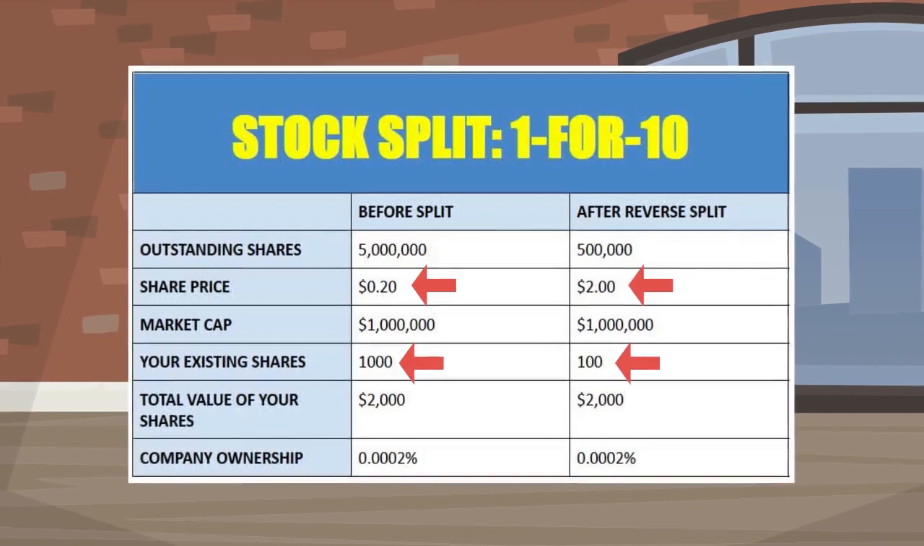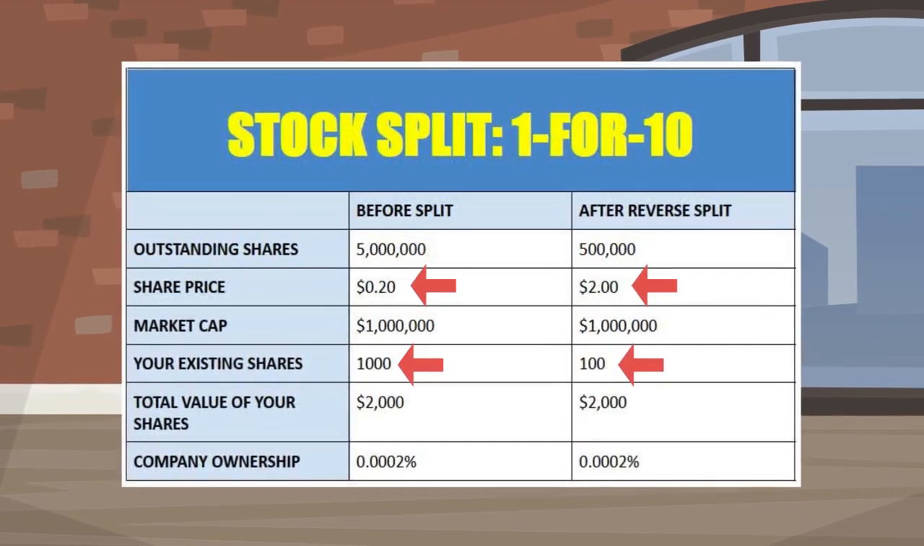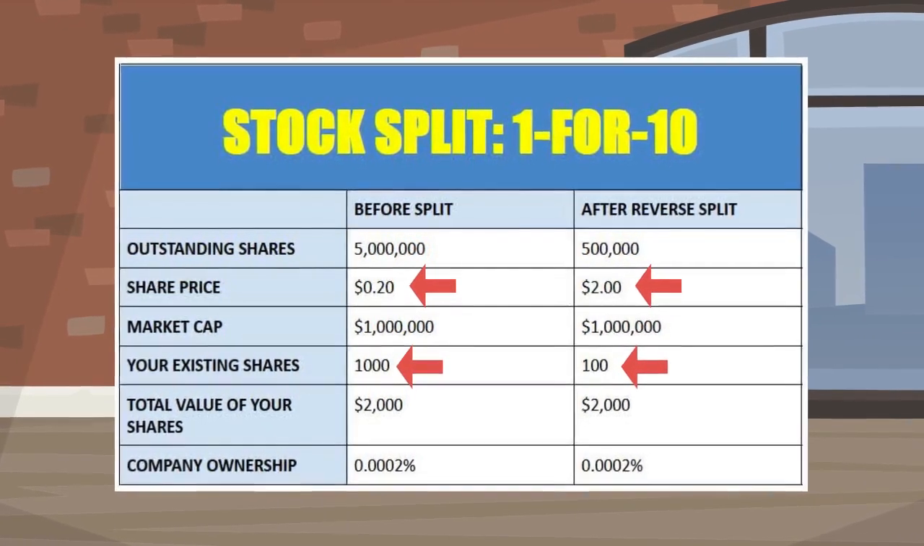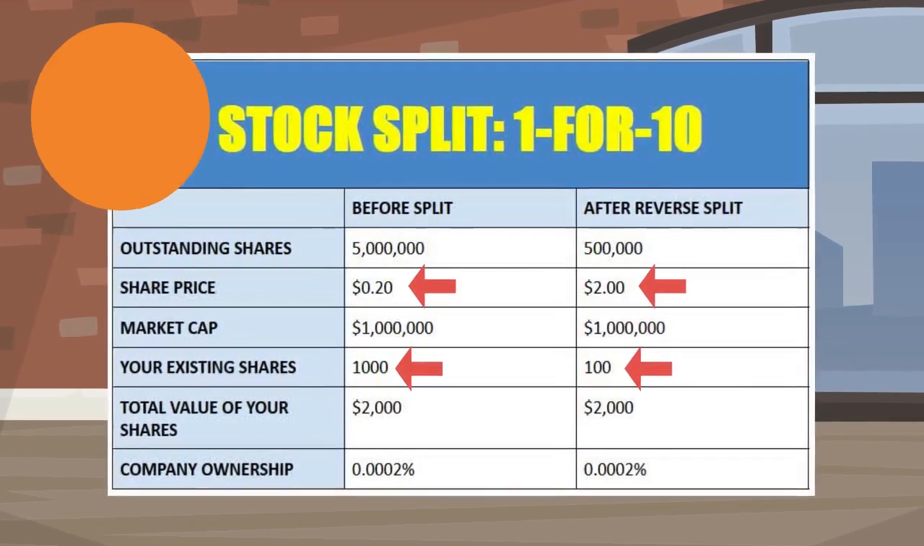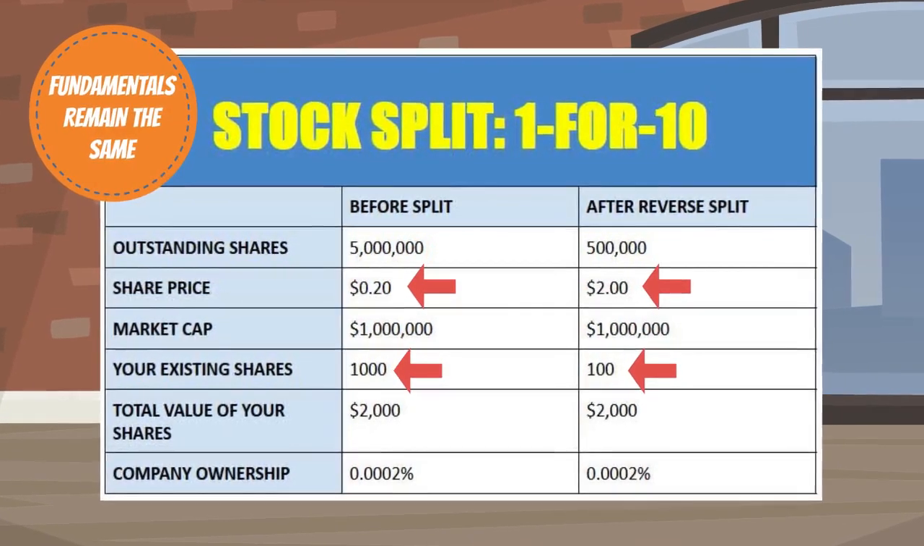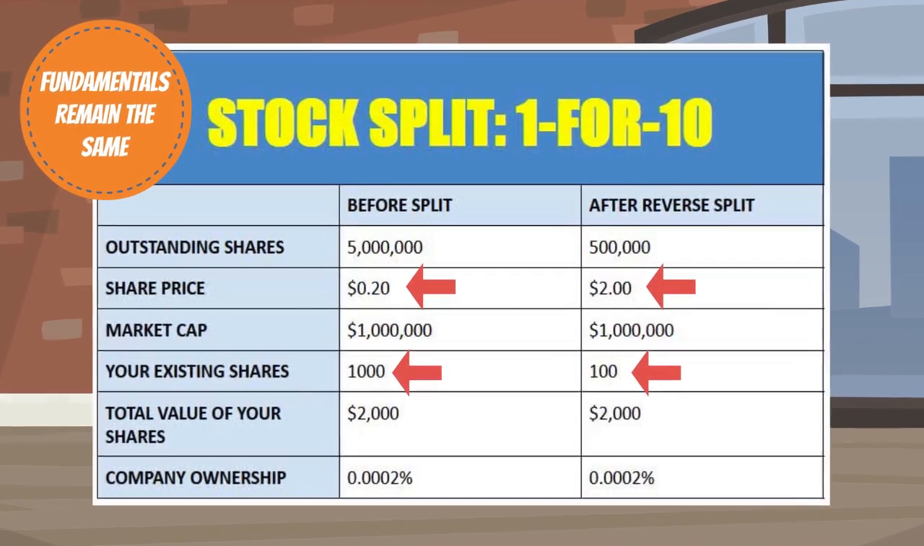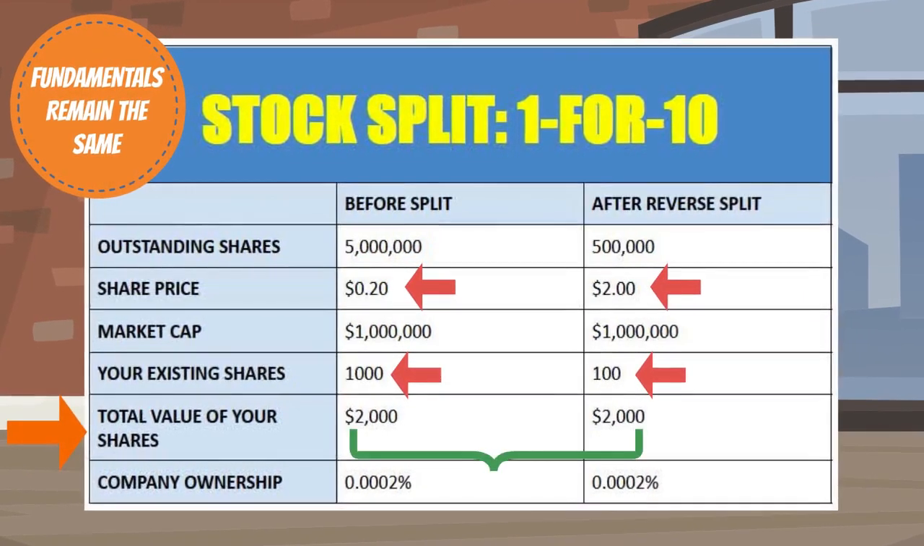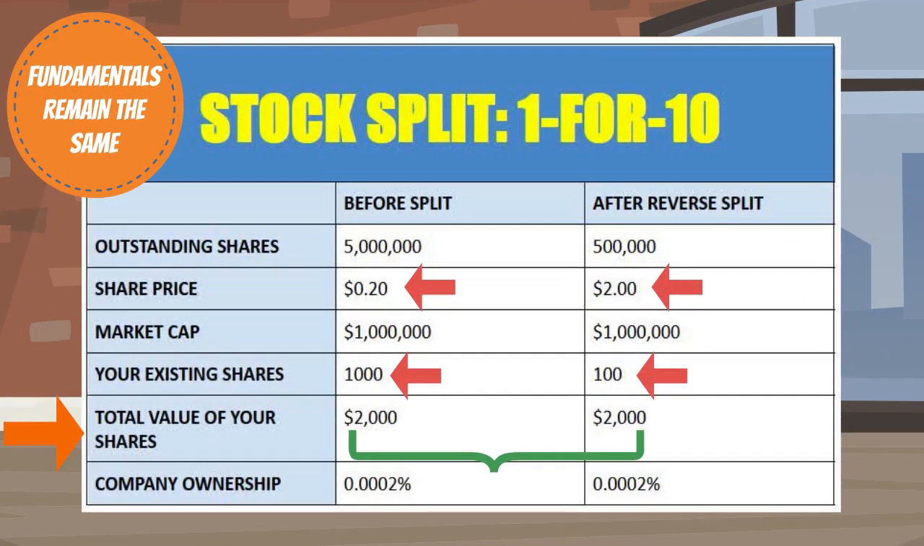As you can see here, a reverse split usually increases stock price as there are now less outstanding shares to buy or sell. However, company fundamentals remain unchanged. For existing investors, this shouldn't change the overall total value of your account, as the increase in share price would equally be offset by the lowered share count.